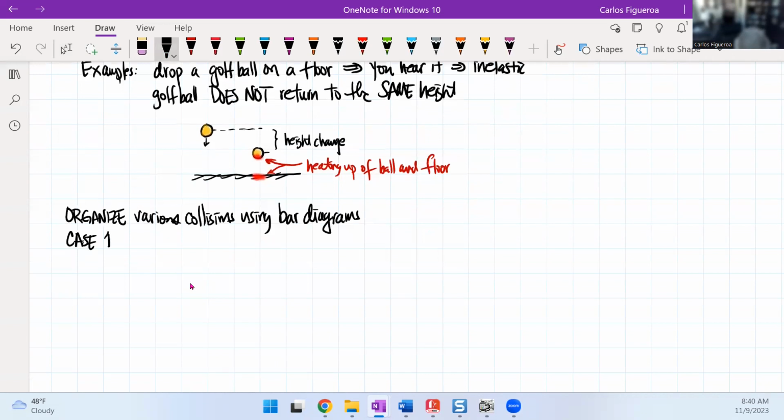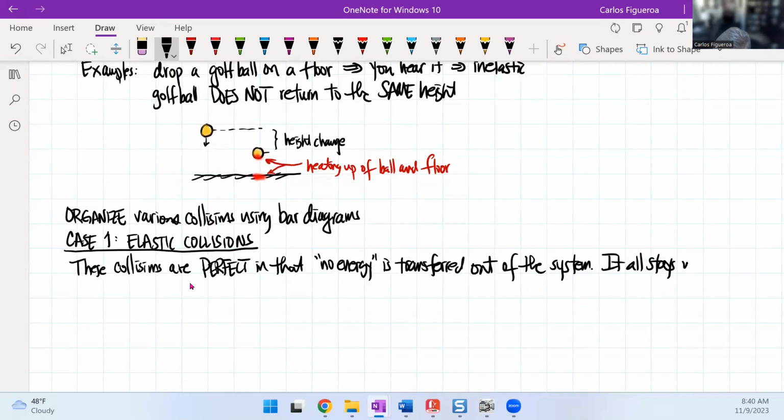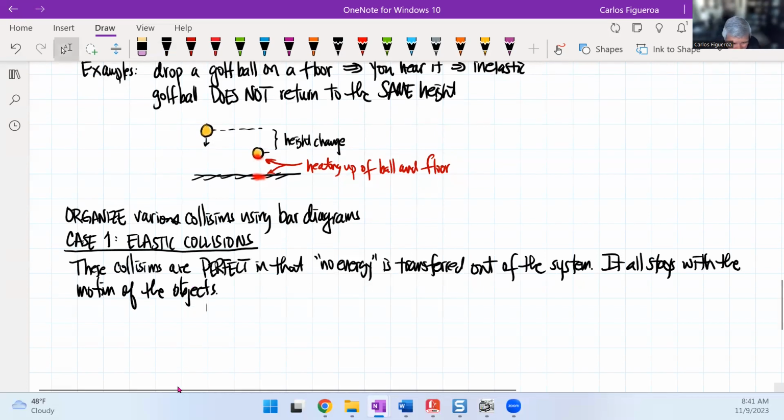Our first case, which is, in my opinion, the easiest one, is called elastic collisions. These collisions are perfect in that no energy is transferred out of the system. It all stays with the motion of the objects. So this is an extreme case, okay? This is an extreme case.